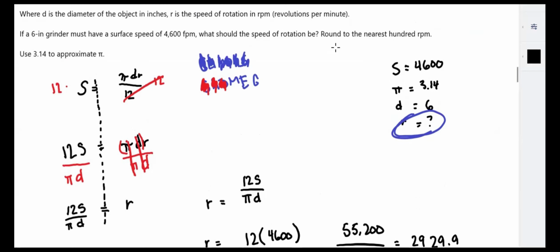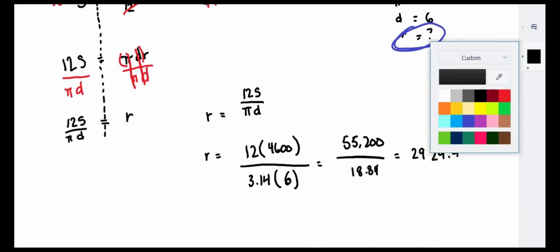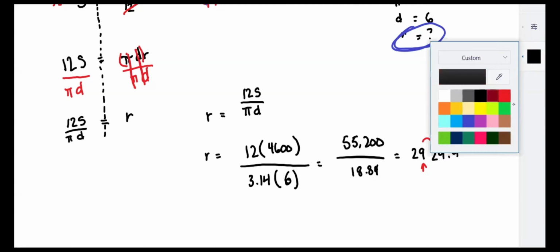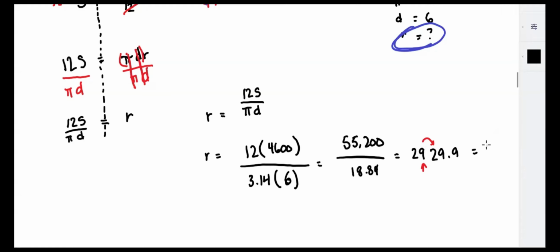The original question said round to the nearest 100, so let's do that, then we'll get our final answer. So let's see. There's the ones, tens. Here's the hundreds place. So that's our rounding digit. The number to the right of that is not 5 or above, which means I'm not going to round up this 9. I will just round off. So I'm going to end up with, rounded to the nearest 100, 2,900. And that is my R. That's my RPM.